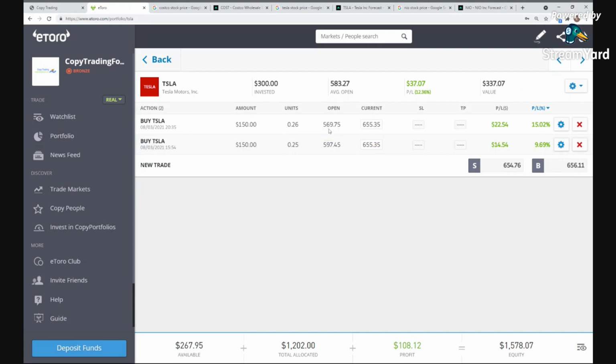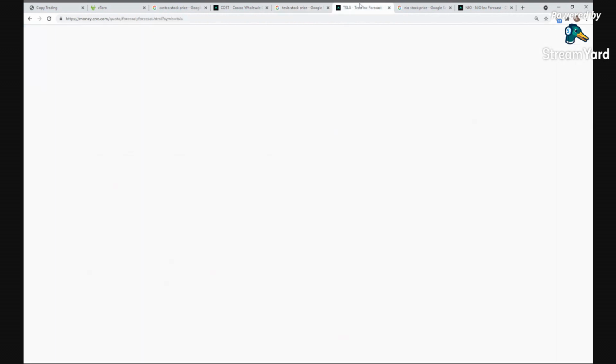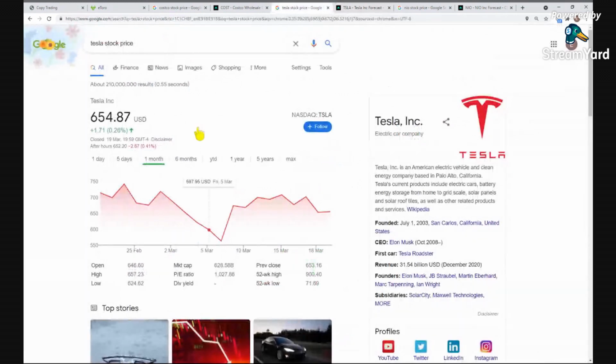So you can see here, I bought Tesla at 569.75. I bought it here around the same price, a bit higher on this one. But I also bought it when it was below the RSI 30. It's a massive stock. It's so volatile. So what I do again is I go to Tesla. I type in Tesla stock price prediction. I go to the first result, which is CNN Business, and the median price here for this stock is $755.50. Then I go to the chart.